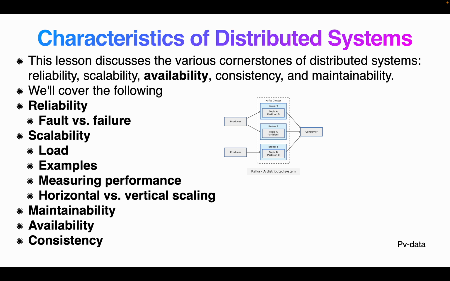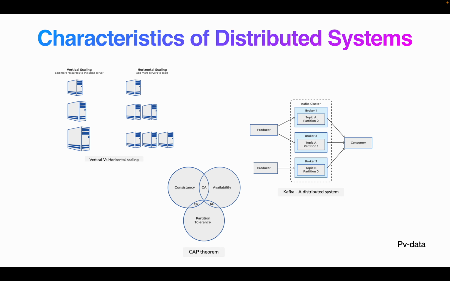theorem. So we are going to cover various theorems. These are very important topics to understand about distributed systems. So these are vertical scaling and horizontal scaling, where we are increasing the number of nodes. Vertical scaling means increasing the number of disks, RAM, or CPU in one same system. And the CAP theorem comes from consistency, availability, and partition tolerance.